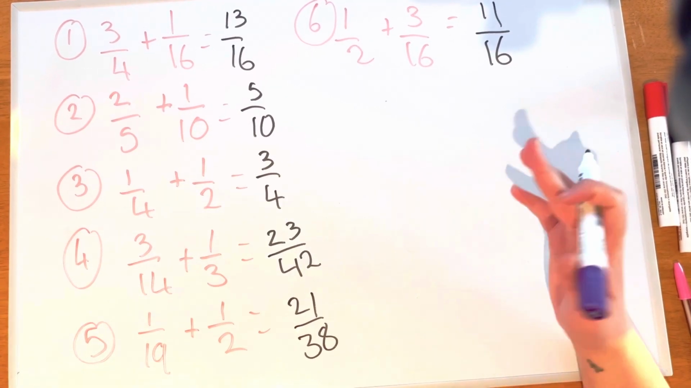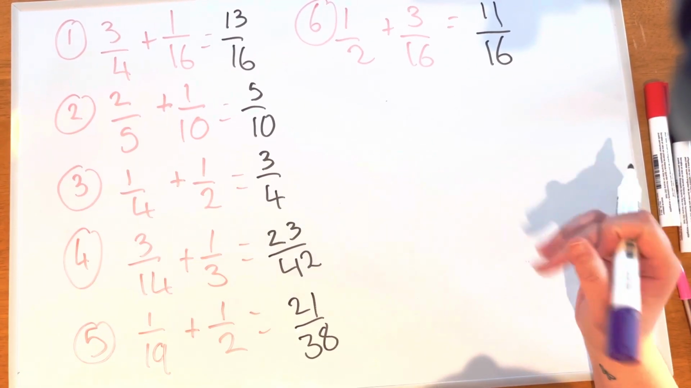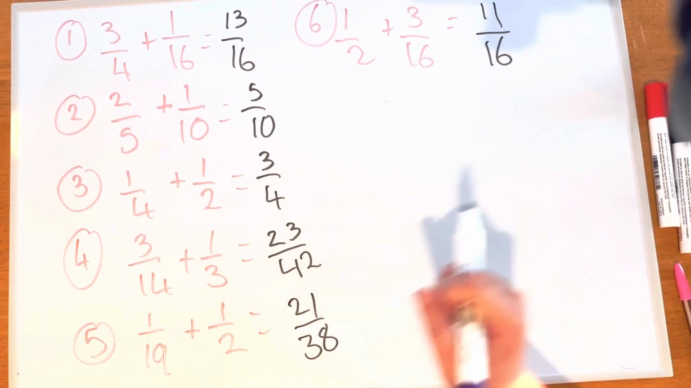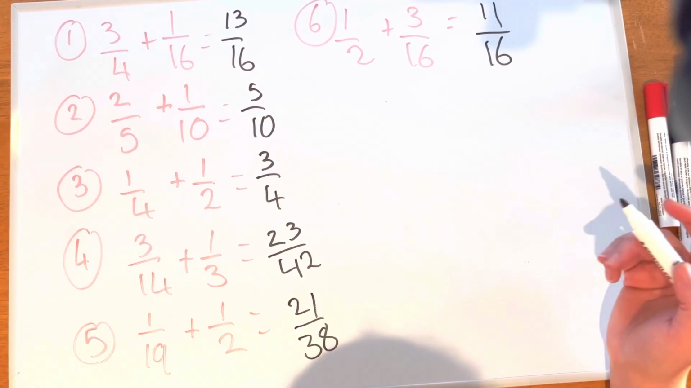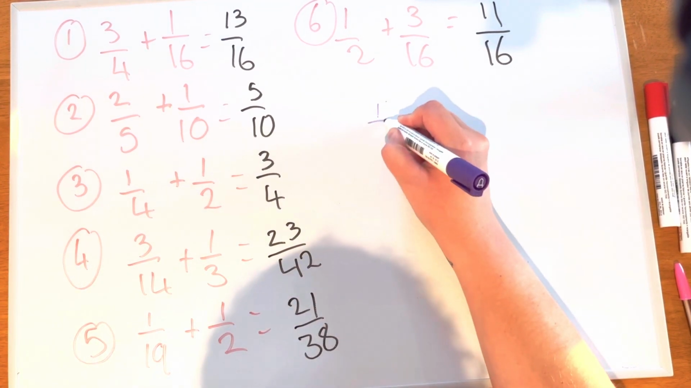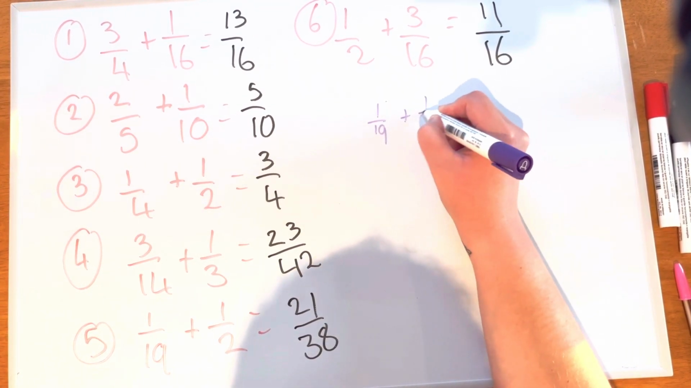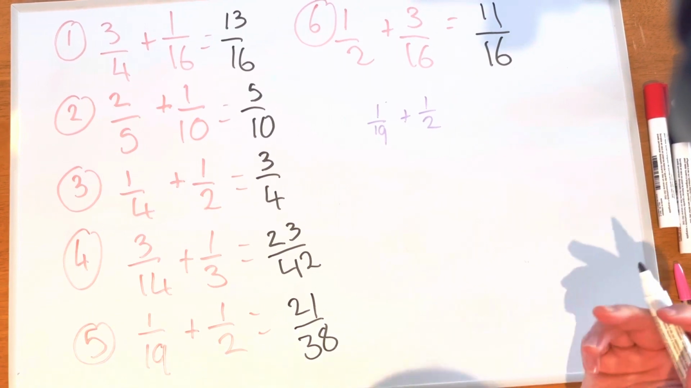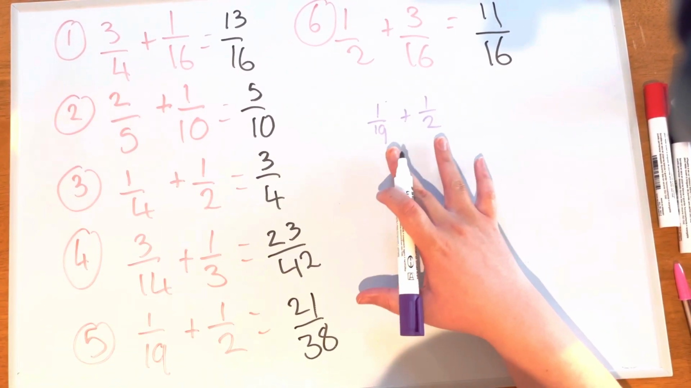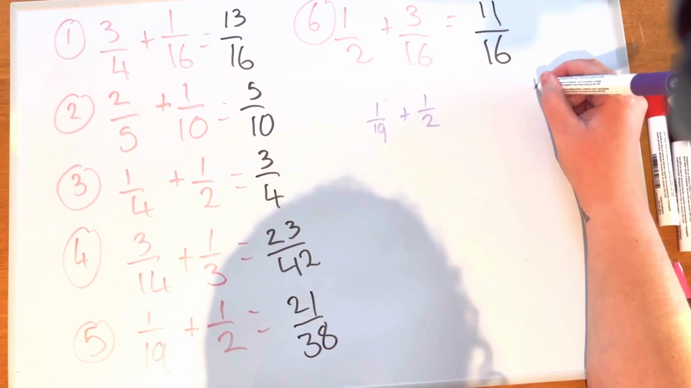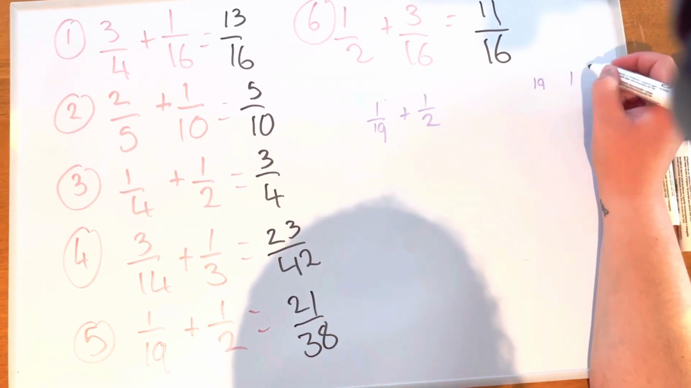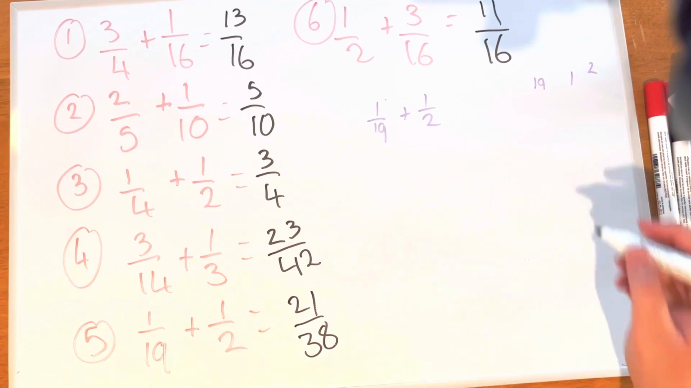Here are our answers. How did you get on? Are some trickier than others? Let's have a look at some of the questions that may be a little bit trickier than others. So, this one, for example, 1/19 plus 1/2, okay? So, remember, I want to make these the same. So to do that, I'm going to find my lowest common denominator. So I'm going to write out my 19 times table and my 2 times table, okay?